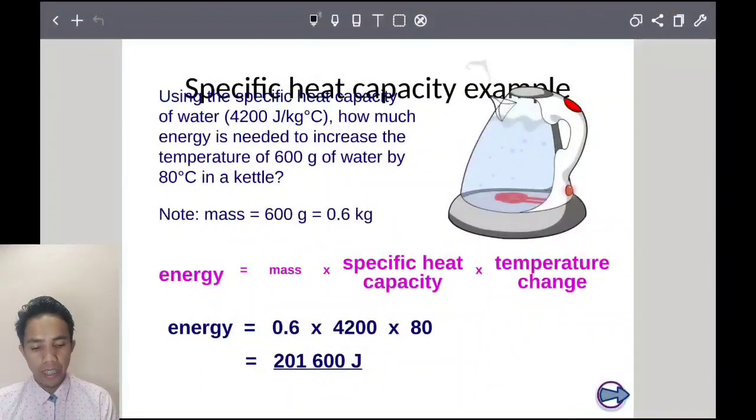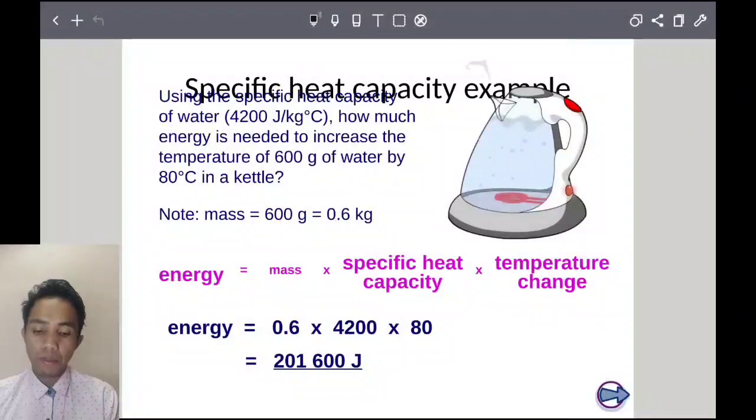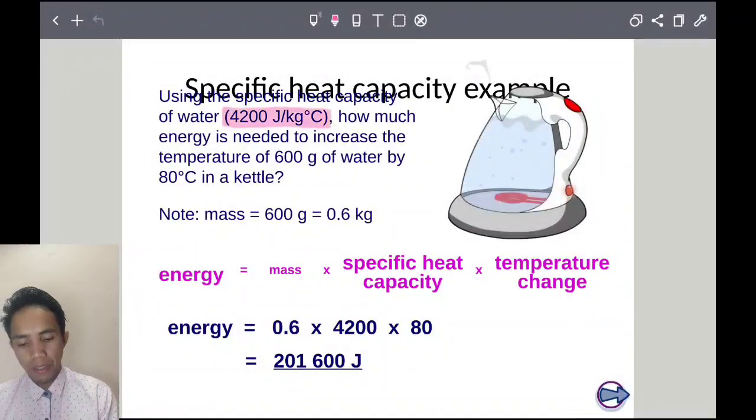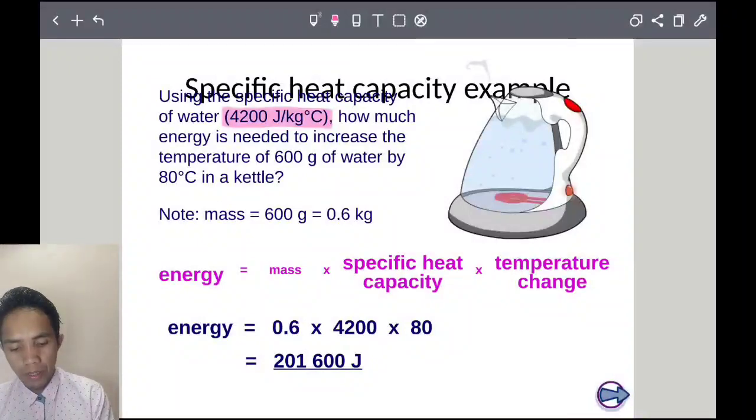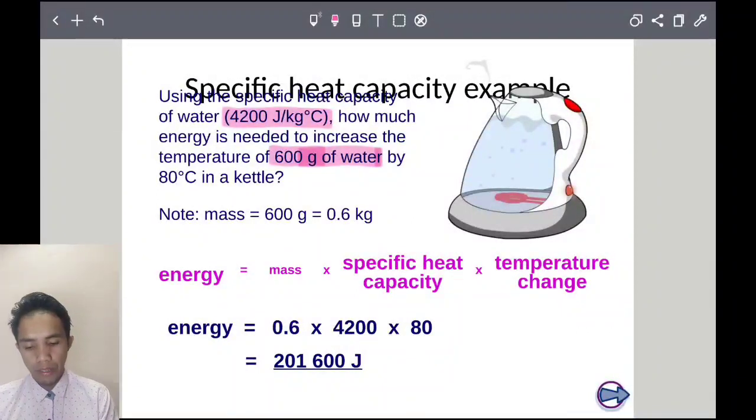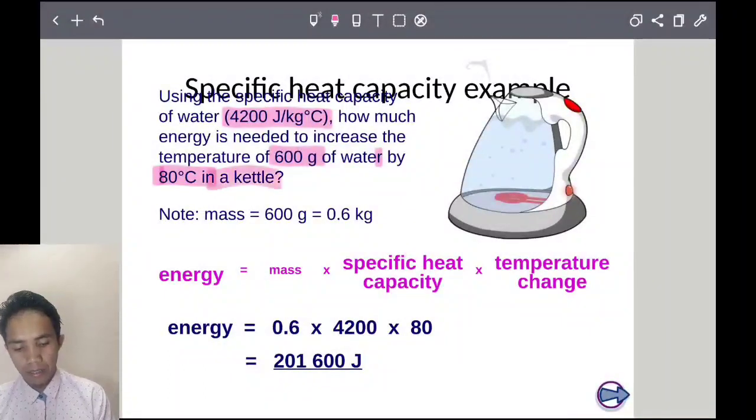Okay, so we have a question here. Using the specific heat capacity of water, 4,200 joules per kilogram degrees Celsius, the question is, how much energy is needed to increase the temperature of 600 grams of water by 80 degrees Celsius in a kettle? Okay, so we're going to use this formula.